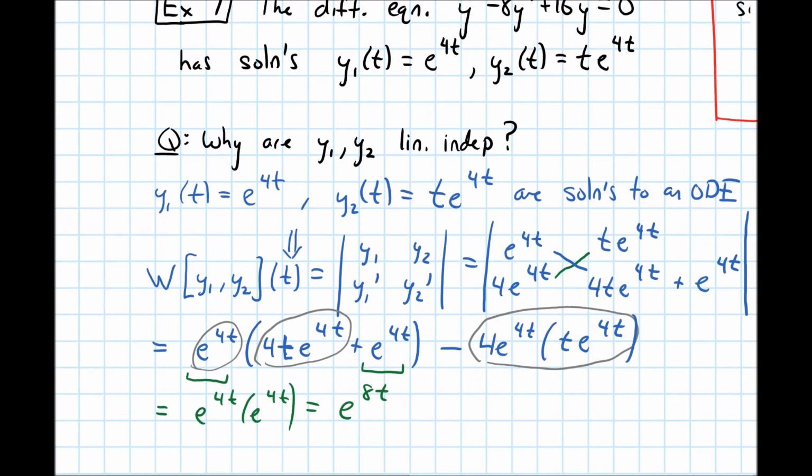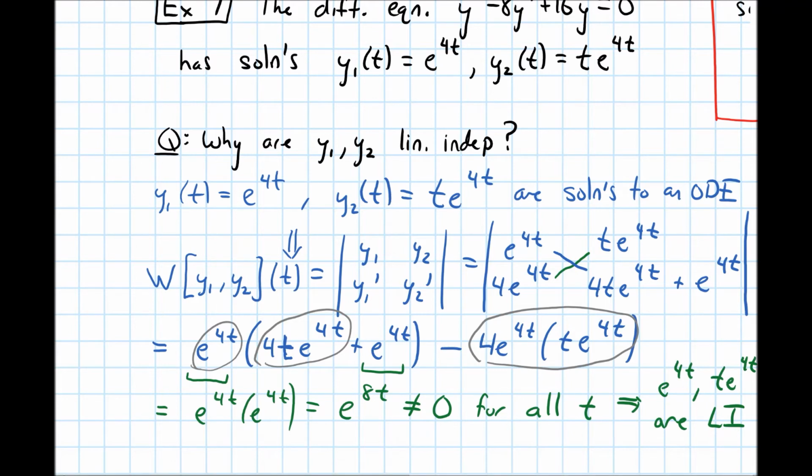And now we want to know, is this 0 or is this not 0? This is actually not 0. E to any power is not 0. And it's definitely not 0 for every single value of t, for all values of t. So when that happens, that means our two solutions, e to the 4t and te to the 4t, are linearly independent. So we've used the Wronskian to show that they are linearly independent solutions to our differential equation.